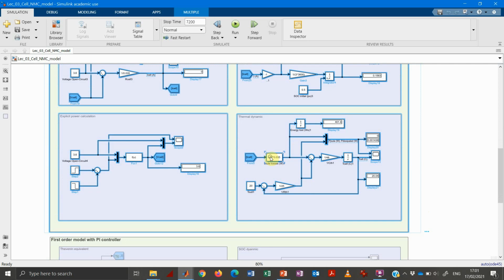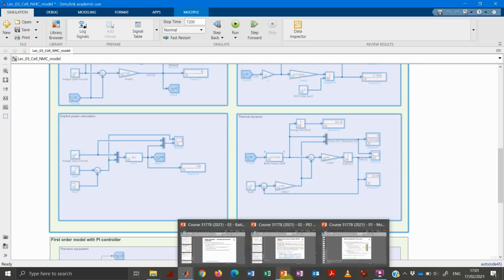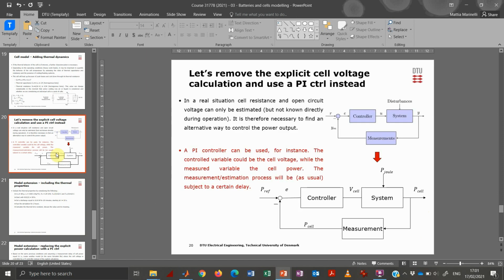So what we're going to do next is to discuss the PI part. So we go back to the slides. In this case, what we want to add now is the possibility to control the cell voltage through a PI controller. We remember that the big assumption that we made before was to assume that we had a perfect knowledge of the cell resistance and of the open circuit voltage, and that was what made it possible for us to have an explicit calculation of the cell voltage that we have to apply in order to get the desired power out. That may not be possible because often when we are using the cell, we don't have a good picture of the open circuit voltage.